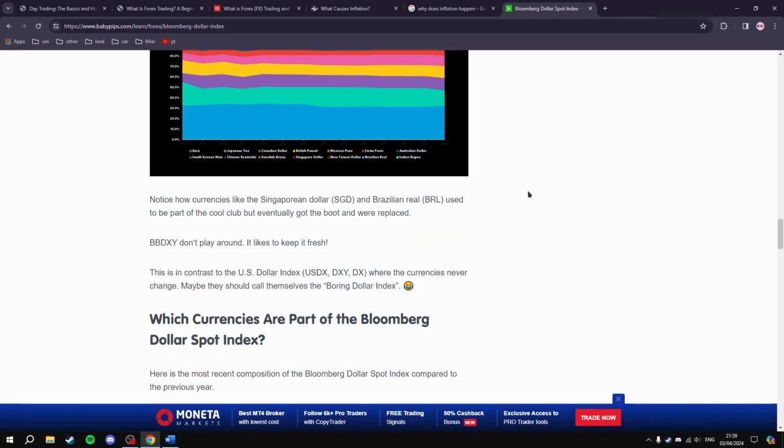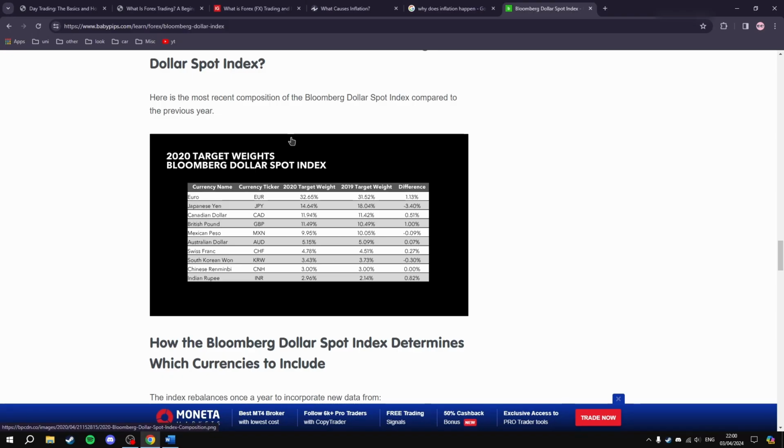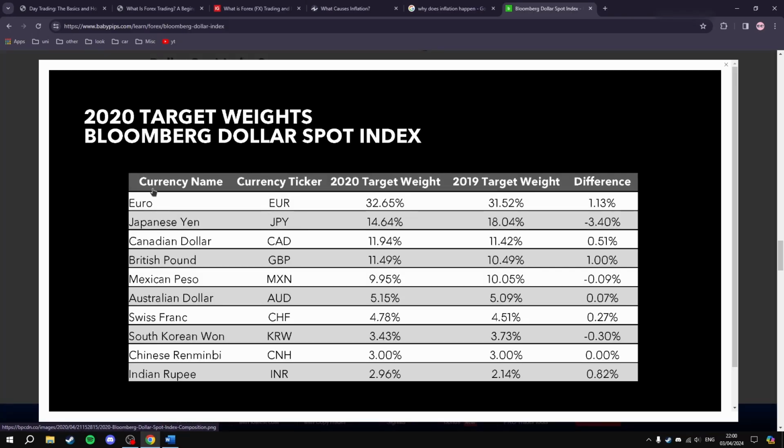BBDXY doesn't play around, it likes to keep it fresh. This is in contrast to the US dollar index where the currencies never change. Maybe they should call themselves the boring dollar index. Okay. Which currencies are part of the Bloomberg dollar spot index? Here's the most recent composition of the Bloomberg dollar spot index compared to the previous year. Most recent, so 2020 target weights.